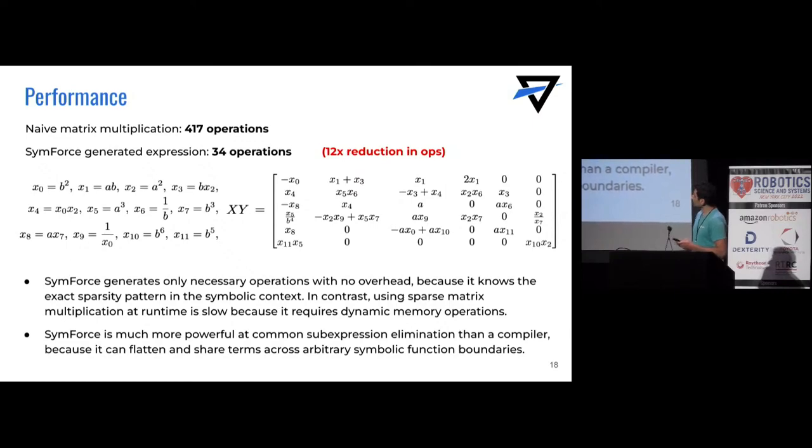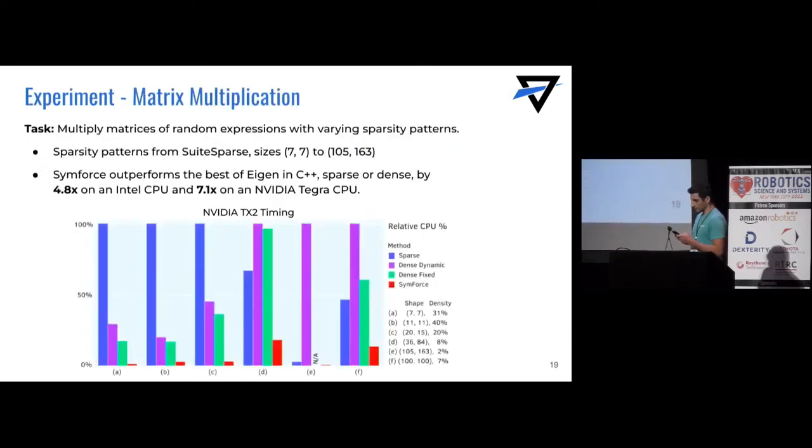So we profile this task for a wide range of matrix sizes and sparsity patterns from the SuiteSparse collection. SymForce outperforms the best of Eigen in C++, sparse or dense, by 4.8x on an Intel CPU and 7.1x on an NVIDIA Tegra CPU.